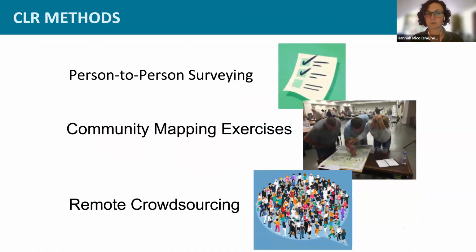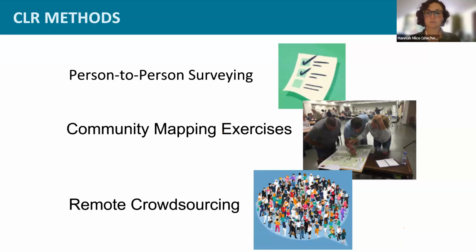There's person-to-person surveying. That could be going out canvassing and door knocking in a neighborhood. It could be posting up at your farmer's market or a neighborhood corner store and collecting surveys person to person there. But we're having a direct interaction with a person in that instance.